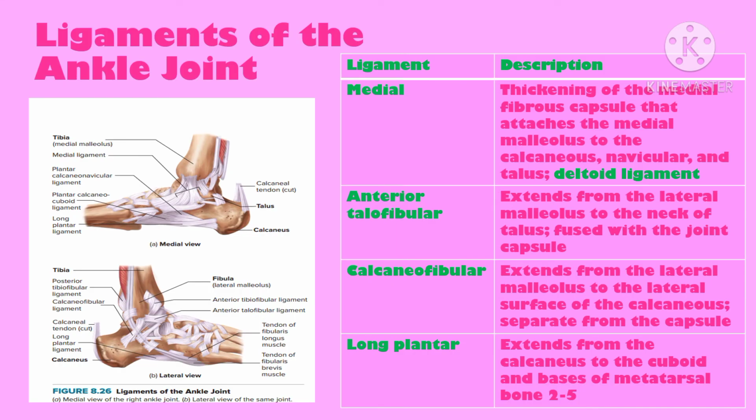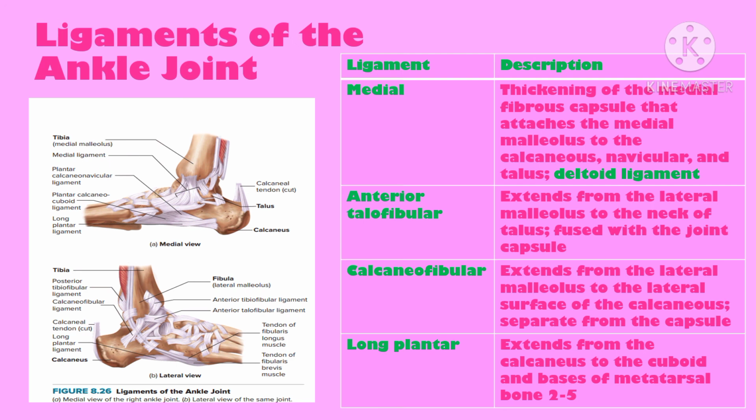Now, ligaments of the ankle joint. As you can see in the picture, it has a medial view and a lateral view. The first ligament is the medial, a thickening of the medial fibrous capsule that attaches the medial malleolus to the calcaneus, navicular, and talus. It is the deltoid ligament. The second one is anterior talofibular, which extends from the lateral malleolus to the neck of the talus and fuses with the joint capsule.